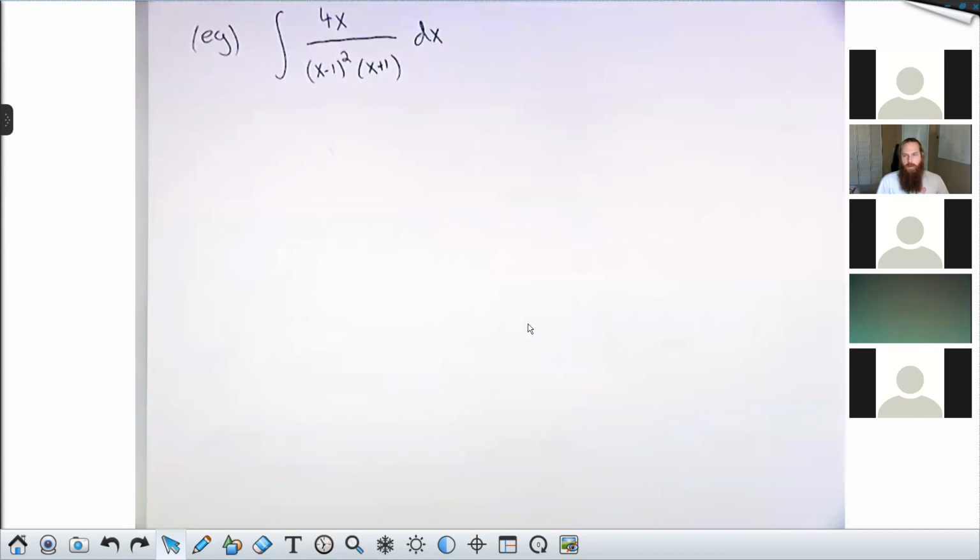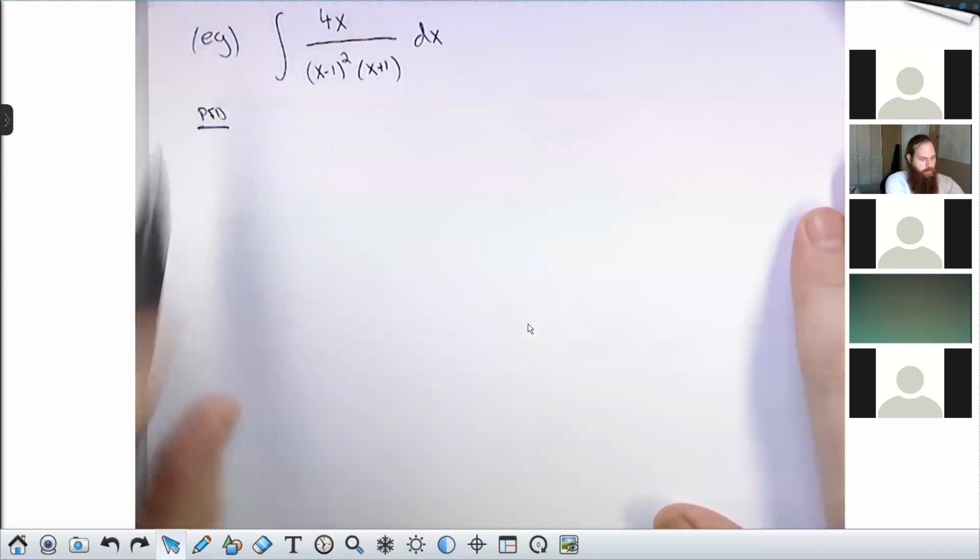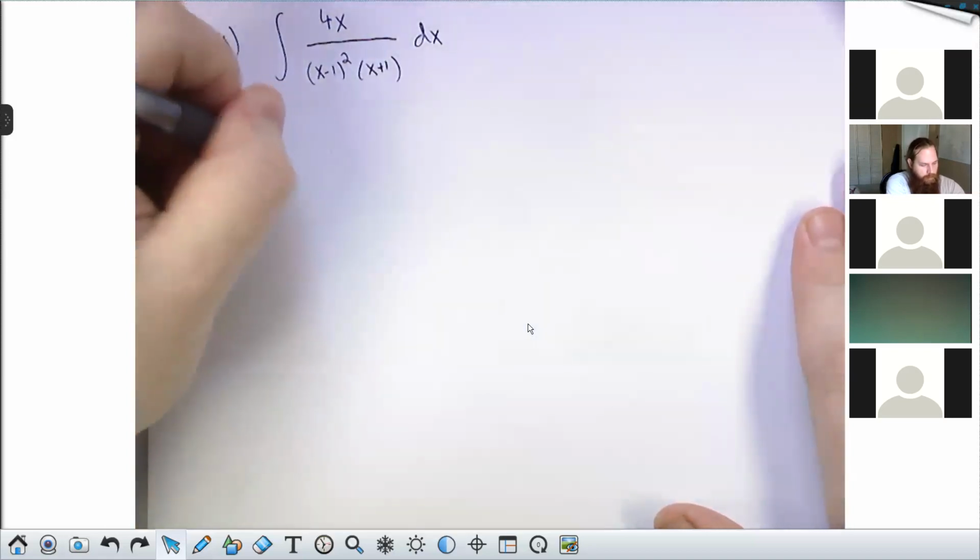Here I'm trying to integrate a proper rational function. The degree of the bottom is 3, so I expect to solve a 3 by 3 linear system. I begin with my PFD setup. So I let my reader know that I'm running partial fractions, and then I set it up.